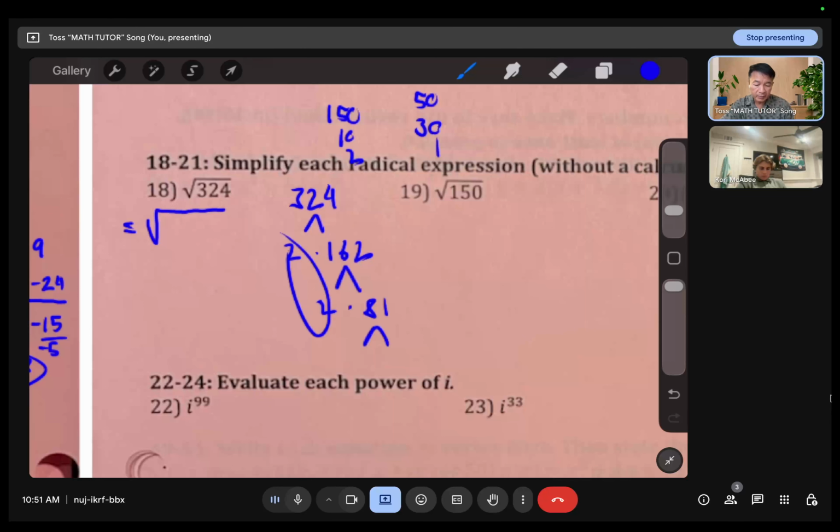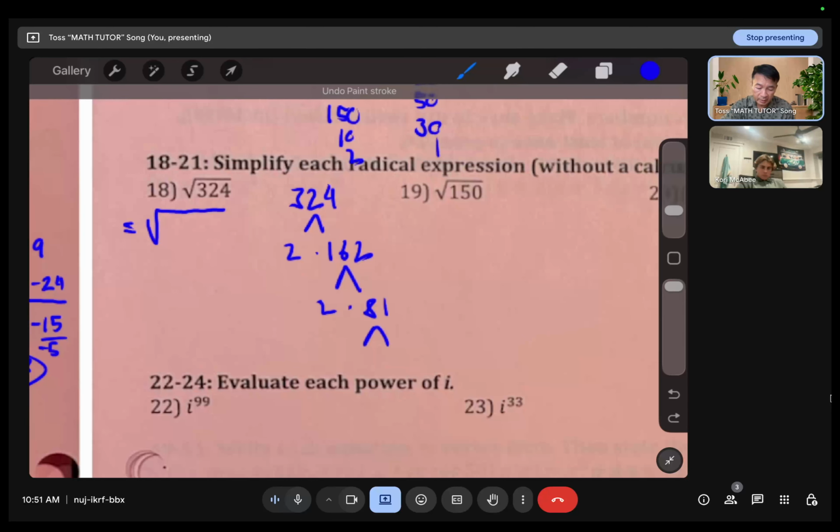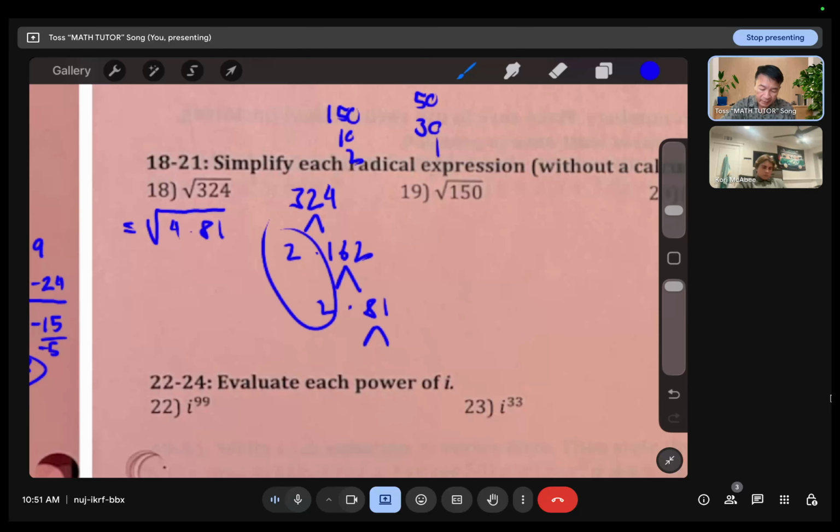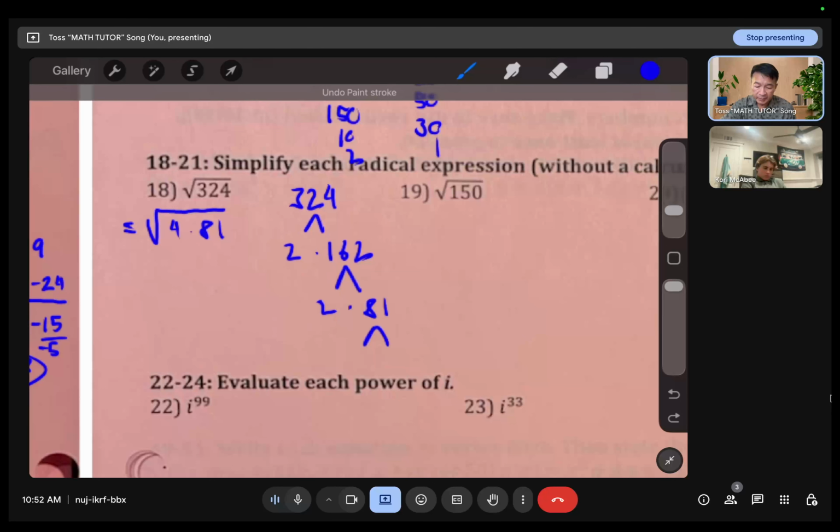Anytime when you prime factorize, every time you see a pair of numbers that you factor out, it comes outside once already. But I'll make it neat here. I'll go ahead and it equals 4 times 81. You see how I got it? It's 4 and 81. So therefore, the 4 happened to be a perfect square number, and 81 happened to be a perfect square number. Therefore, it's a 2 coming outside.